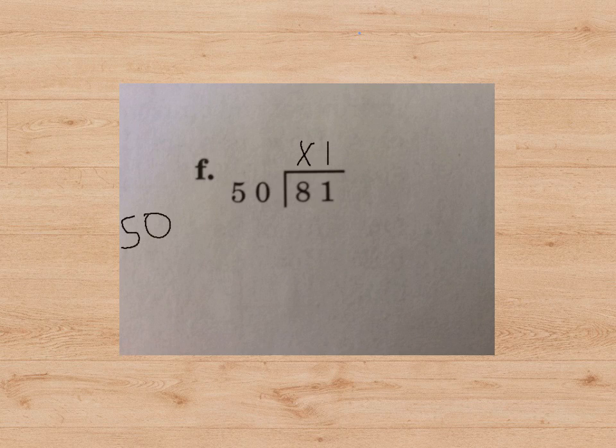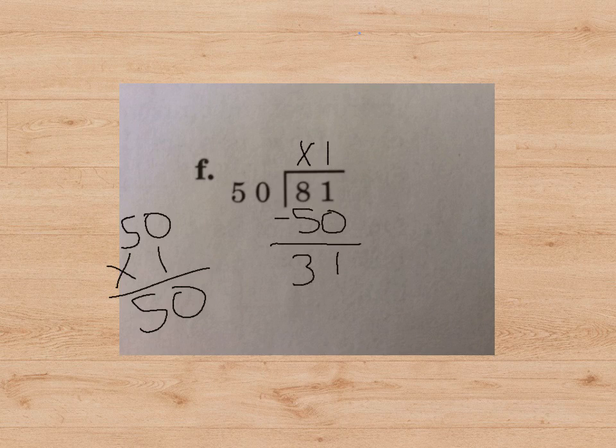50 times 1 is 50. We subtract and we get 31. And we get 1 remainder 31. It's a big remainder, but that's okay as long as it is smaller than what we have right there.